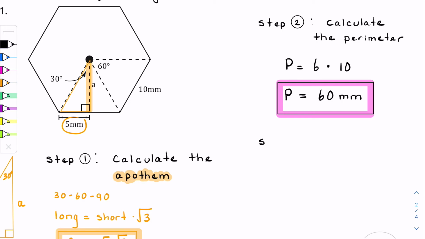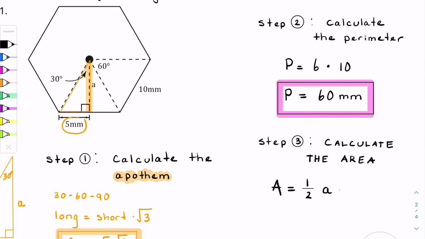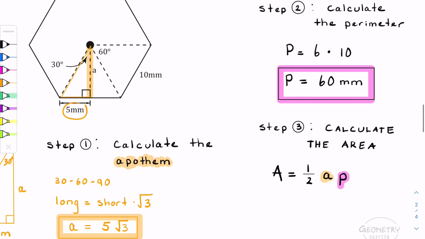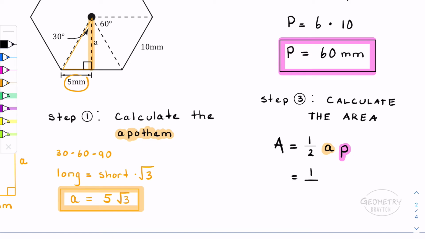And step 3 is to calculate the area. So calculating the area requires us to use a formula of area equals 1/2 times the apothem length times the perimeter. And we already calculated what those two values are. So when I substitute them into the equation, we have 1/2 times 5 square root of 3 times 60.